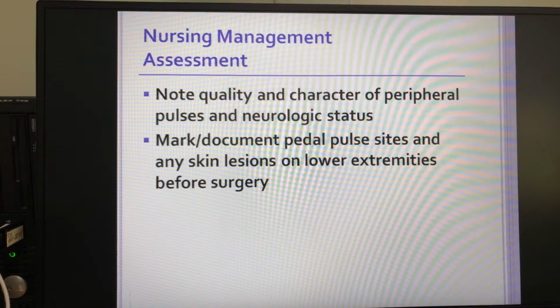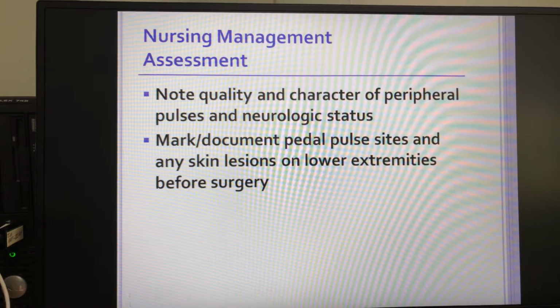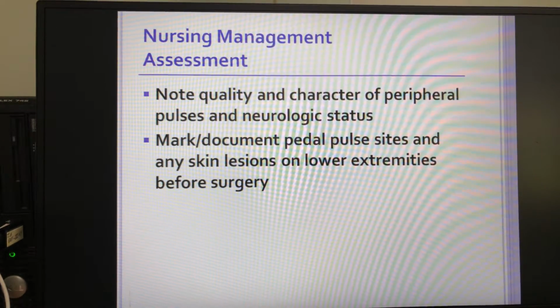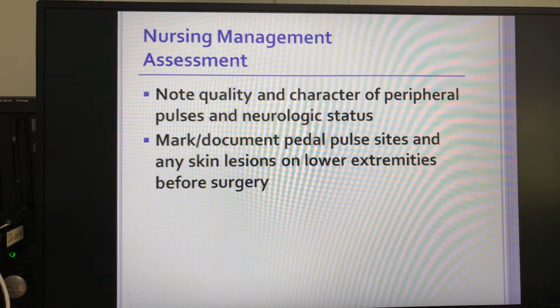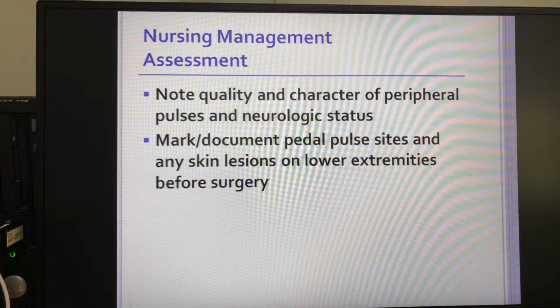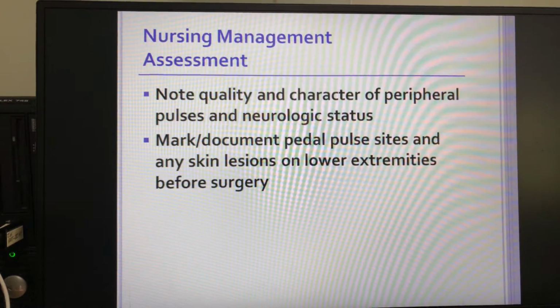Now we want to note the quality and character of any peripheral pulse and neurologic status, as well as mark or document the pedal pulse site and any skin lesion on the lower extremities before we go to surgery. And in the ICU, we always did that. When we found the pedal pulse, we would put an X with a marker on that site so that the next nurse, if it's not directly at that site, has an idea of where you need to go to palpate that pedal pulse.